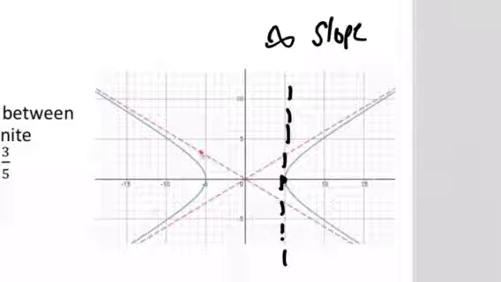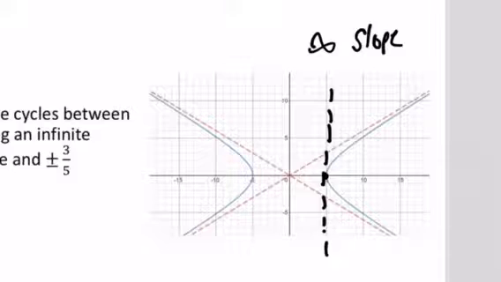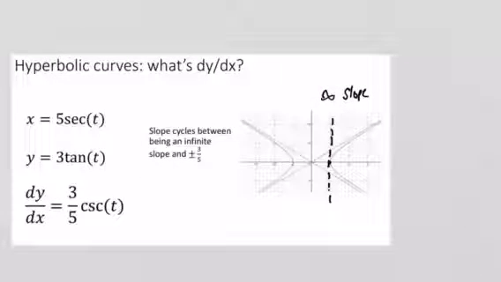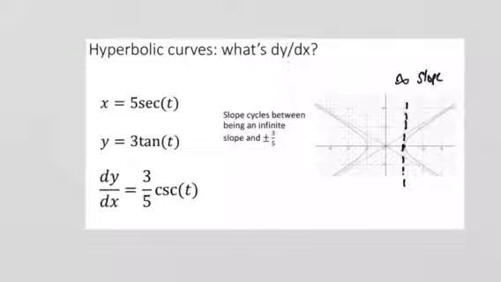Now it's approaching this slope. What do you think the slope of that line is? Well, it's just negative 3/5. This is positive 3/5, this is negative 3/5. So now we're approaching a slope of negative 3/5, and then we go back to infinity. So what's happening is the slope is cycling between infinity and plus or minus 3/5 as this object moves. That makes sense, because cosecant as a graph cycles between infinity and plus or minus 3/5. So that's why it makes sense that this is representing the slope of this hyperbolic curve.